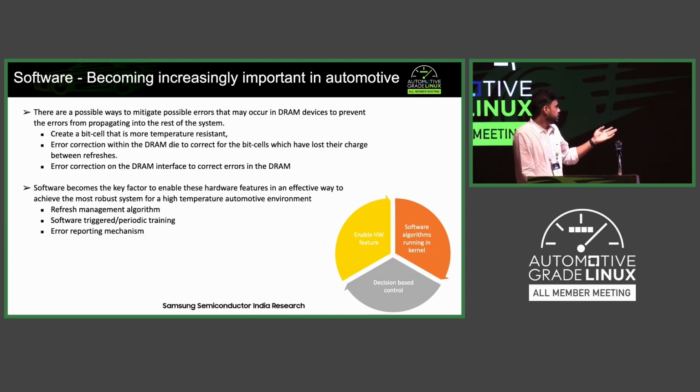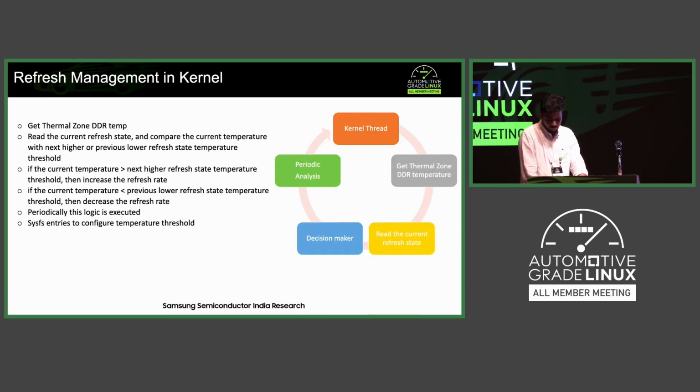Recently we have a few software algorithms which we have used to do this efficiently. One is the refresh management algorithm, the second is software triggered or periodic training, and the third is the error reporting mechanism. We will look into them one by one. So the first one is refresh management in the kernel.